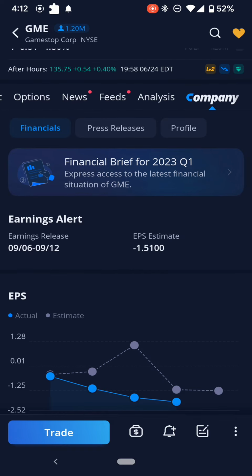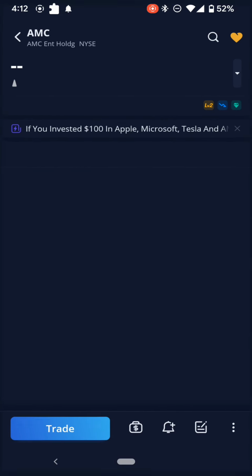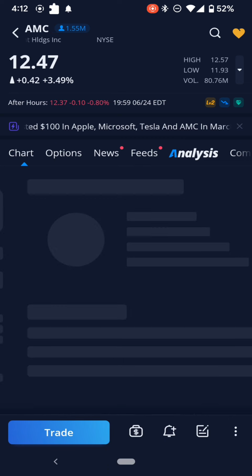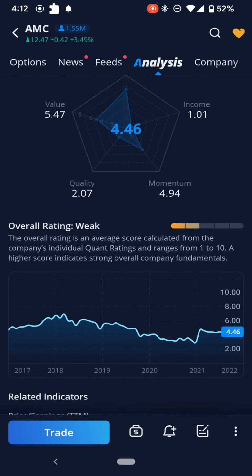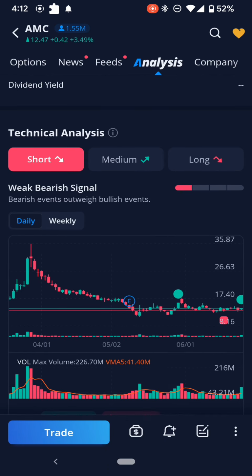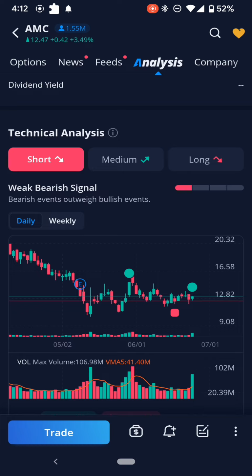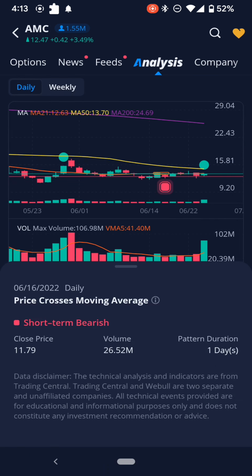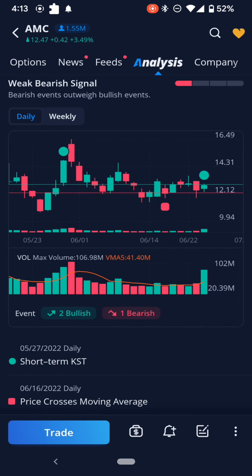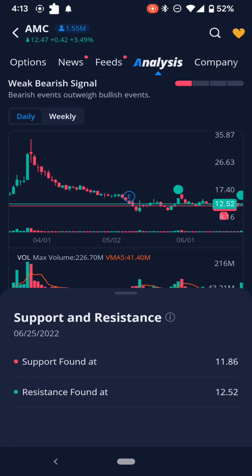So yeah, companies on here, and they have a lot of stuff breaking down. Here's AMC. We can look at the technical analysis they have on here. So short term's bearish. It's a weak bearish signal, but it is bearish. I'm not sure why on this one because there's 2 bullish ones and 1 bearish. So moving average crossover. I guess they have heavier weight on that than these 2 bullish signals.